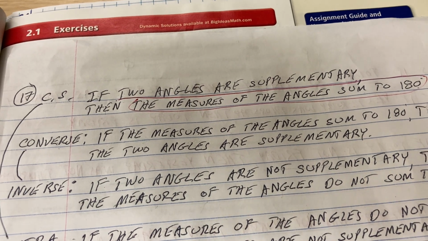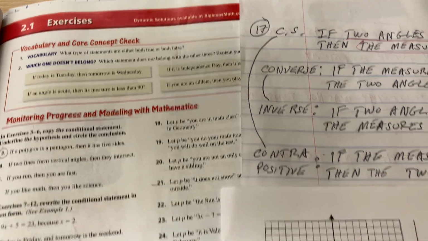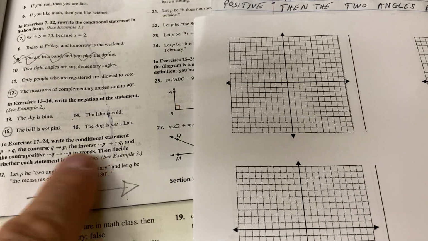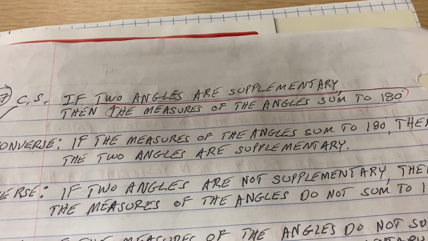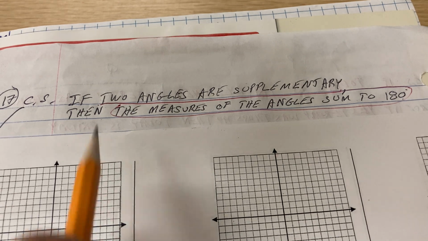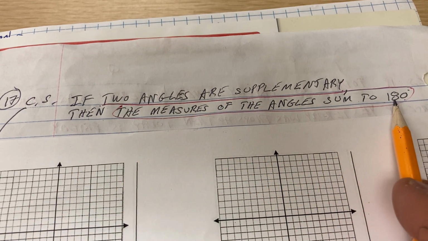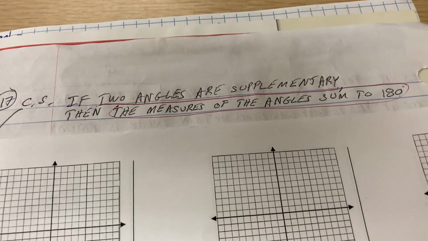Now, are we done with the problem? Then decide whether each statement is true or false. No, we're not. We have to decide whether it's true or false. Alrighty then. If two angles are supplementary, then the measures of the angles sum to 180 degrees. Bingo, it's true. I'll give you a hint here.